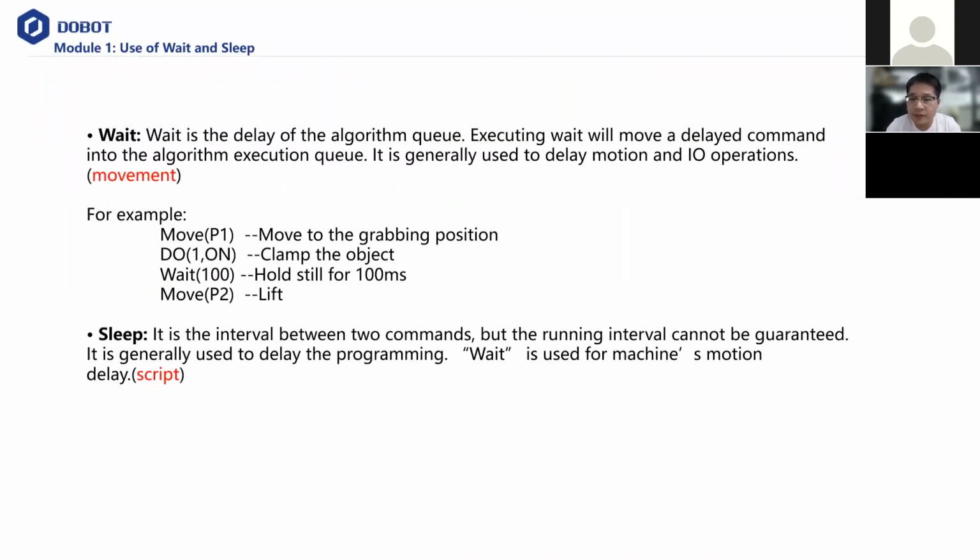About the differences between the wait and the sleep command. The wait command is used to set the delay of algorithm Q. Executing the wait command, we add a delay command into the algorithm execution Q. It is generally used to delay the robot motion and IO operations.